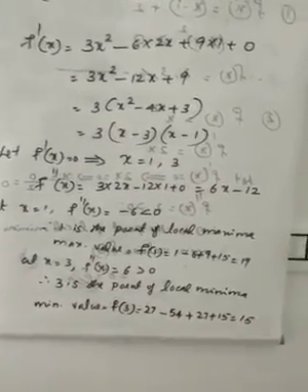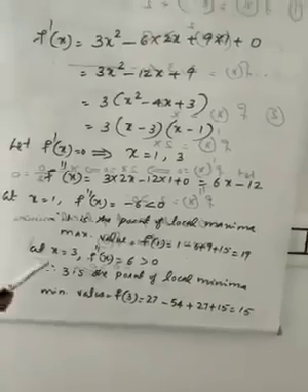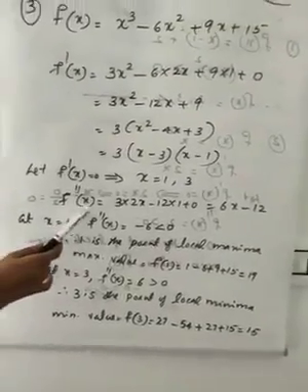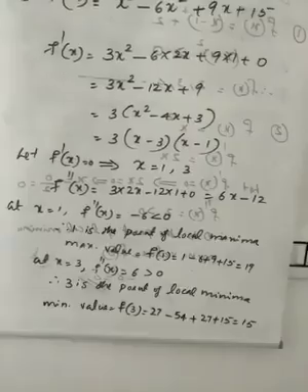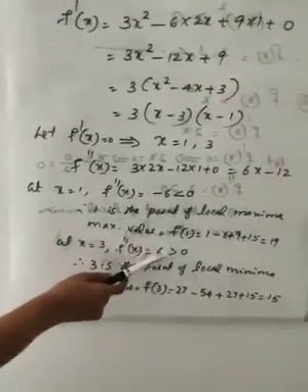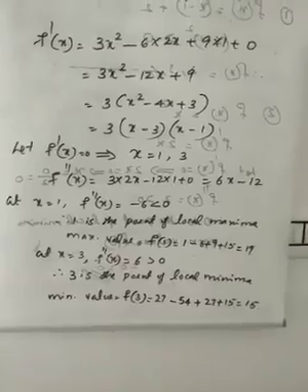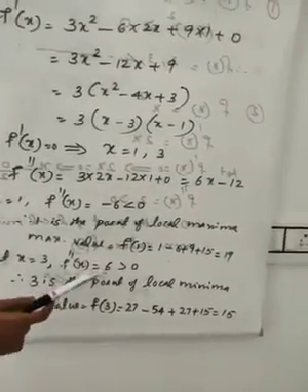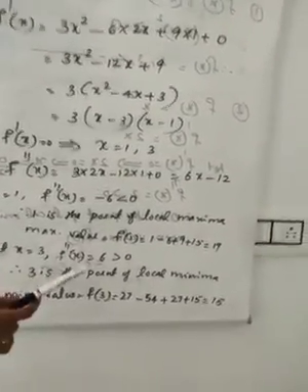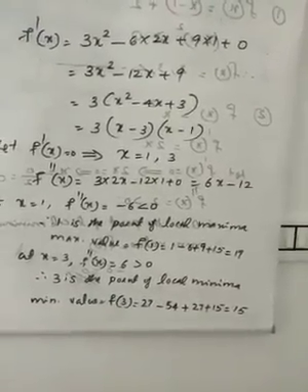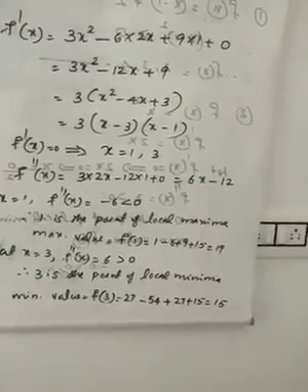Okay, and next we can substitute the next value, x equal to 3, in f double dash x. Then f double dash x equal to 6 into 3, 18 minus 12, equal to 6. That is the condition, positive 6, greater than 0. The second order derivative is positive, which means that point 3 is called the point of local minima.